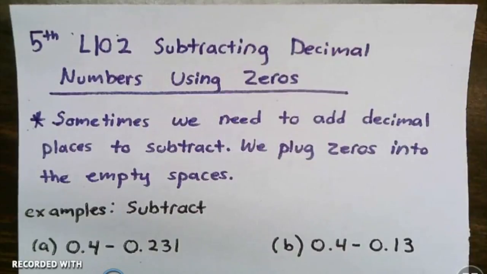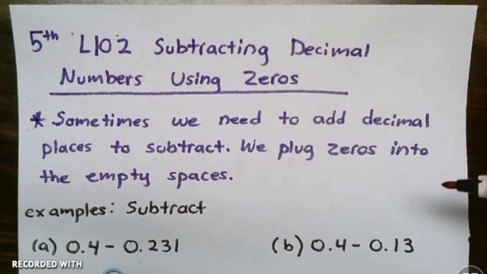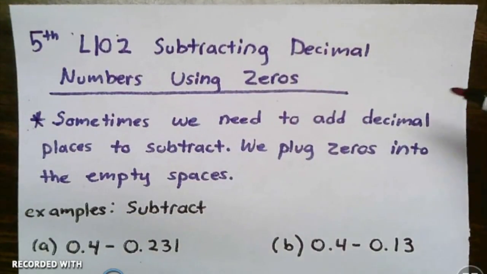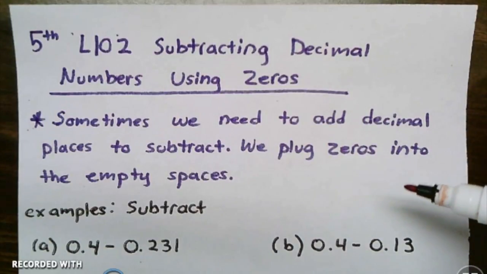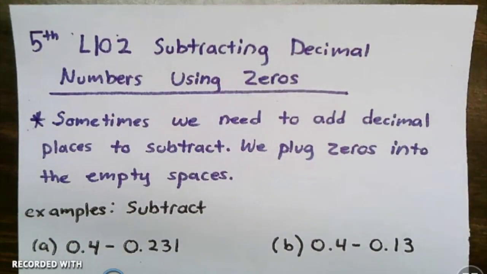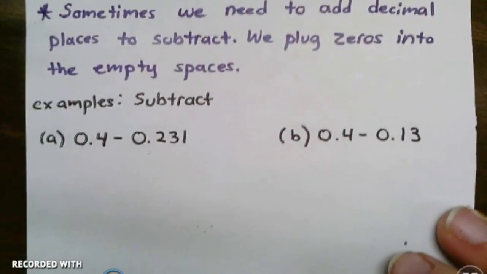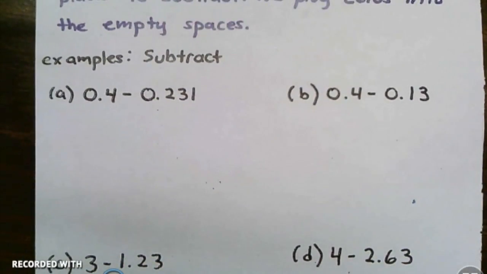Welcome to lesson 102 on subtracting decimal numbers using zeros. So this is why we've talked about taking away and adding in zeros where we want them. Sometimes we need to add decimal places to subtract. We'll plug zeros into the empty spaces when we need to do that. Are you ready to jump right into the examples?